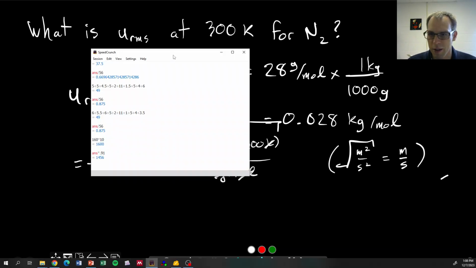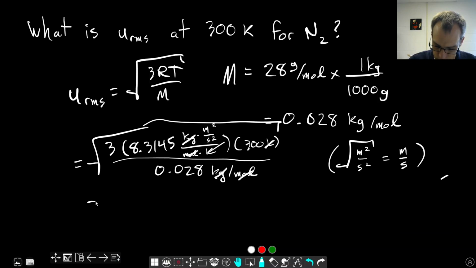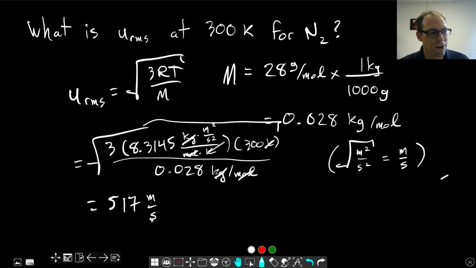Let's go ahead and plug this into the calculator. All right, so we need the square root of 3 times 8.3145 times 300 divided by 0.028, which gives us a value of 517 meters per second. That's pretty fast. So these molecules are zipping around at a good speed. We're used to thinking about miles per hour, but this is meters per second.